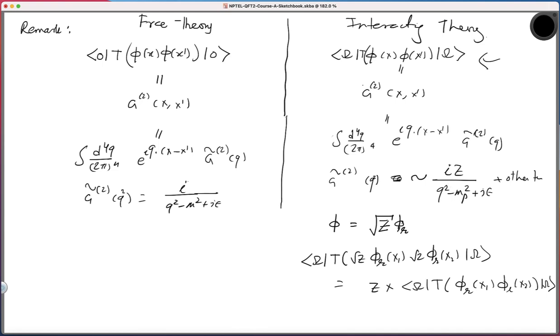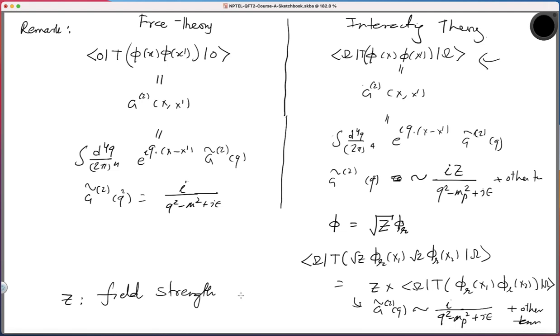And that is why this factor of Z is also called field strength renormalization. So for this case, if you calculate G tilde 2 of Q, then its leading behavior will be i over Q square minus m physical square plus i epsilon, without a factor of Z, plus other terms. That Z disappears because I have changed the normalization of the field. And that is why Z is called field strength renormalization, and sometimes you also add constant, or renormalization constant, or field strength renormalization constant. Okay, we'll stop here and see you in the next video.